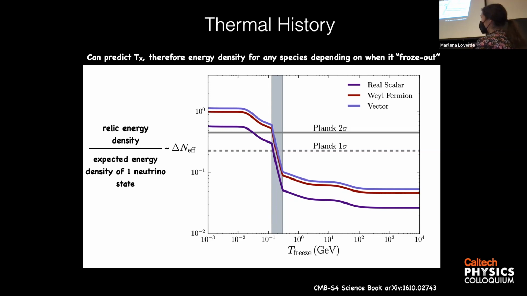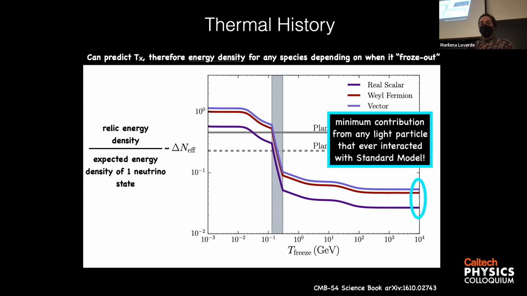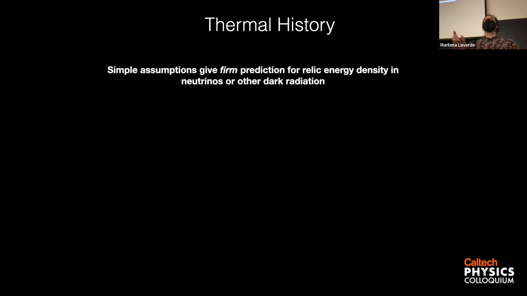And that is that this N effective parameter is 0.027. So it's about 3% of the energy density of a single neutrino state. If I have more than one thing, or some particle with more degrees of freedom than a real scalar, then I will get larger contributions to the energy budget. Okay, so the takeaway from that part is that relatively simple assumptions, asking if I have some particle which is light or massless that ever interacted with the standard model, then I get a threshold for how much that contributes to the energy of the universe. So how do we detect this?